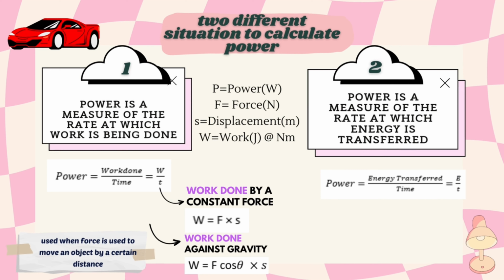The second one is power as the rate at which energy is transferred. It can be shown by the equation below. Power equals energy transferred divided by time. For example, when electrical energy is transferred from a plug socket to your phone, we refer to it as energy transfer as there's no force or movement involved. In this case, power is measured in watts, energy transfer and work done are measured in joules, and time is measured in seconds.